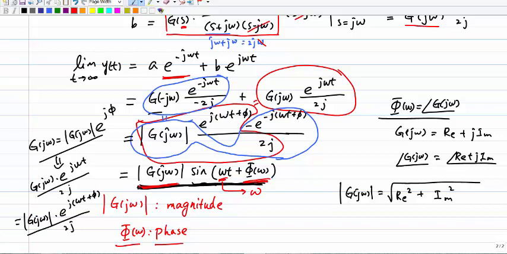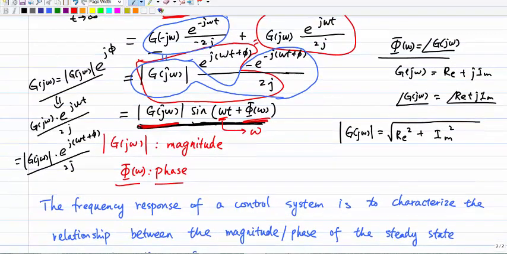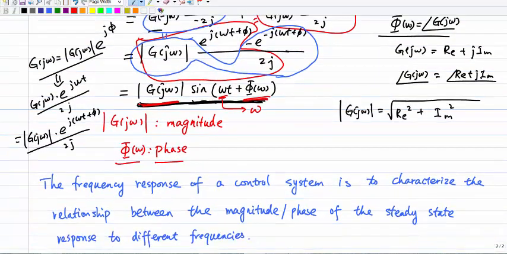Okay, so as a matter of fact, the frequency response of a control system is characterized by two functions or two variables. It's trying to carry out the relationship between the magnitude and the phase. We call this one magnitude, and this is the phase of the steady state. Well, we emphasize the steady state response to different frequencies, which means a different W over here.